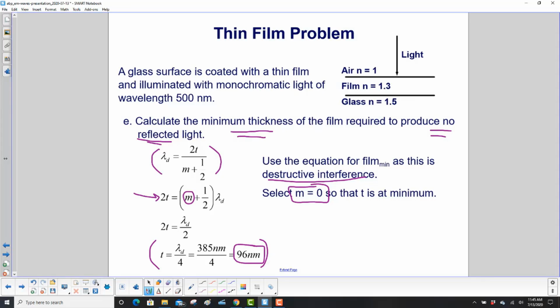Now, which wavelength are we using here? We're using the wavelength that we found in the film. That's going to be important in a couple slides. So this is the wavelength of the light in the film.